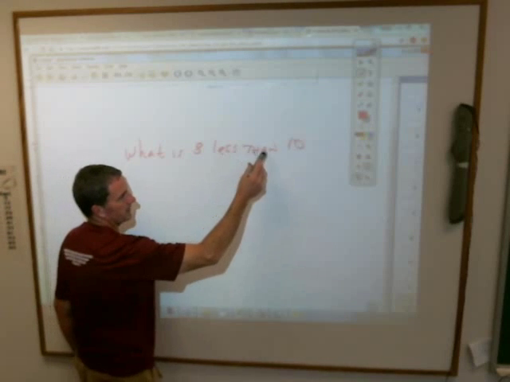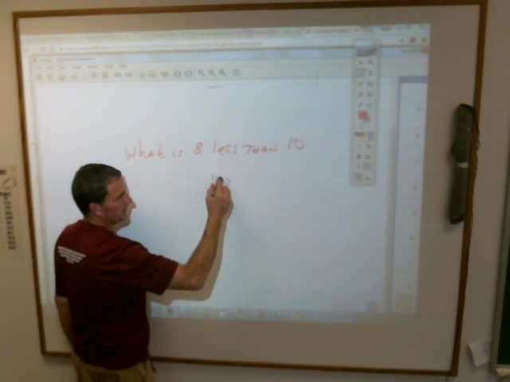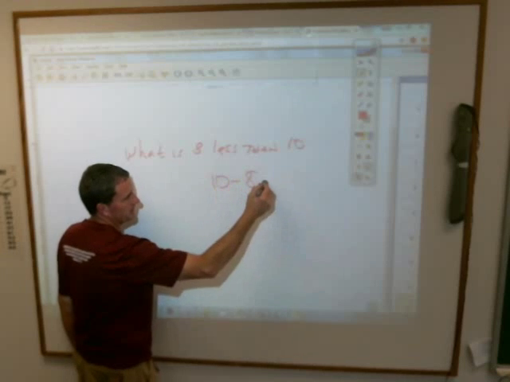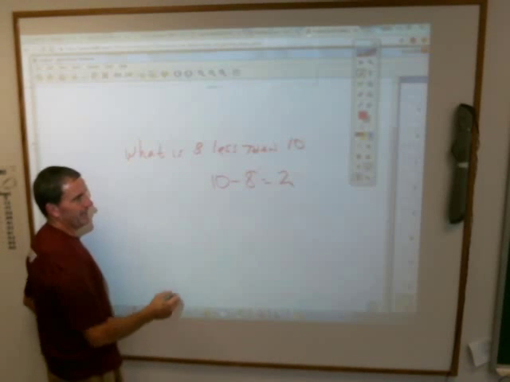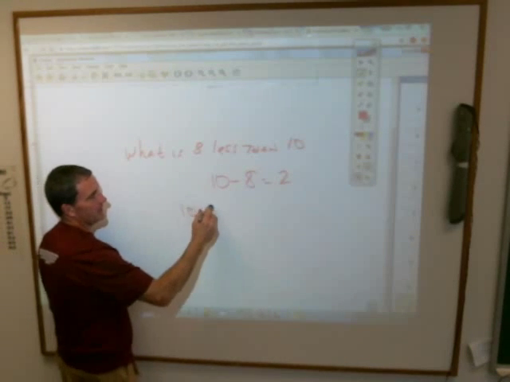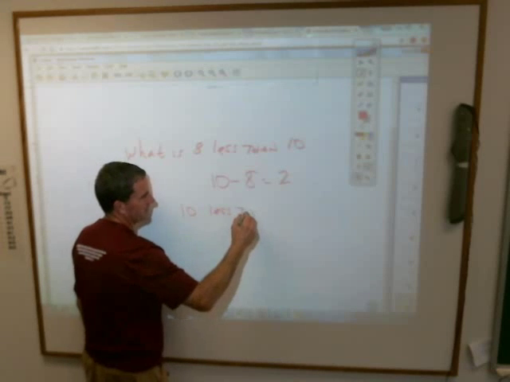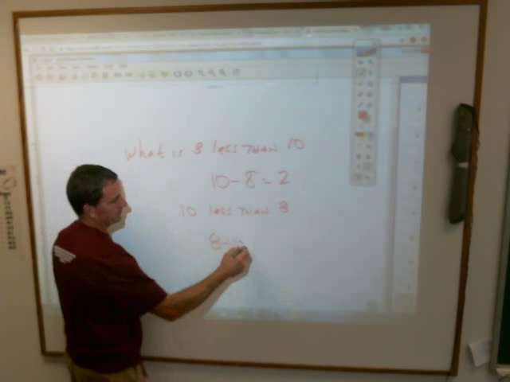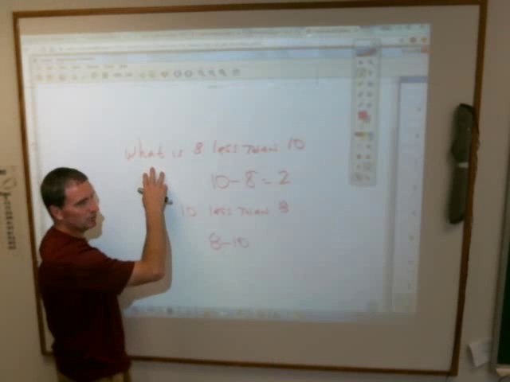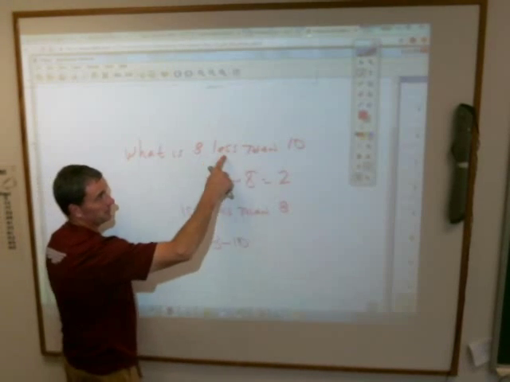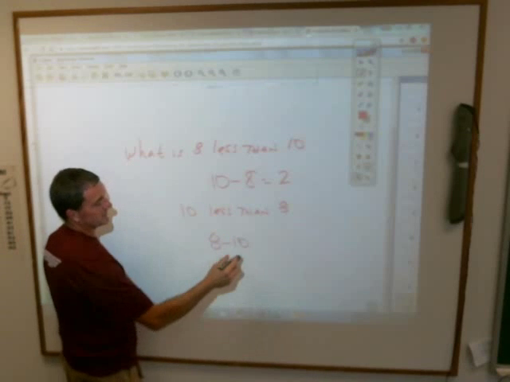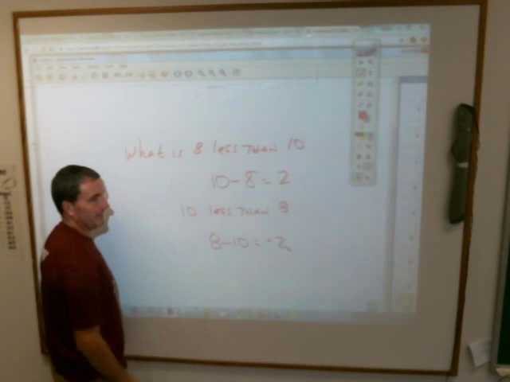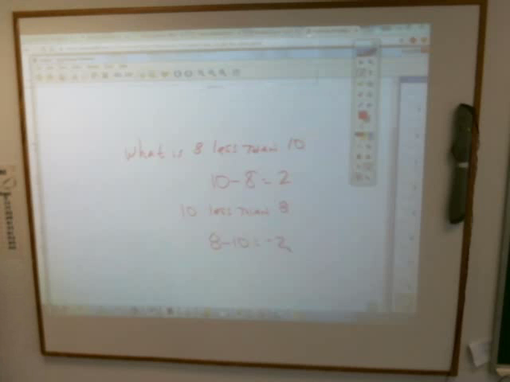8 less than 10 means you're starting with 10 and subtracting 8. It is 2. If I asked you what is 10 less than 8, that means you're taking 8 and subtracting 10 from it. You have to be careful when they write it out in words. It's not necessarily in the order it's given. You have to read the words and see what they mean. 8 minus 10, 8 less than 10.